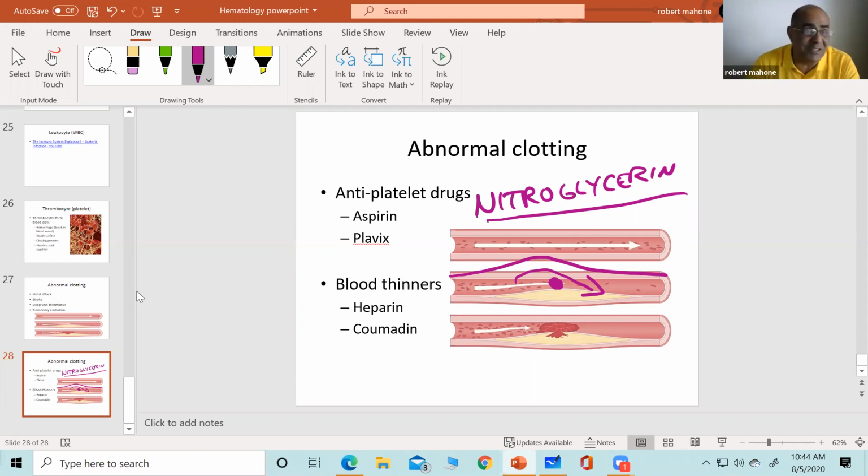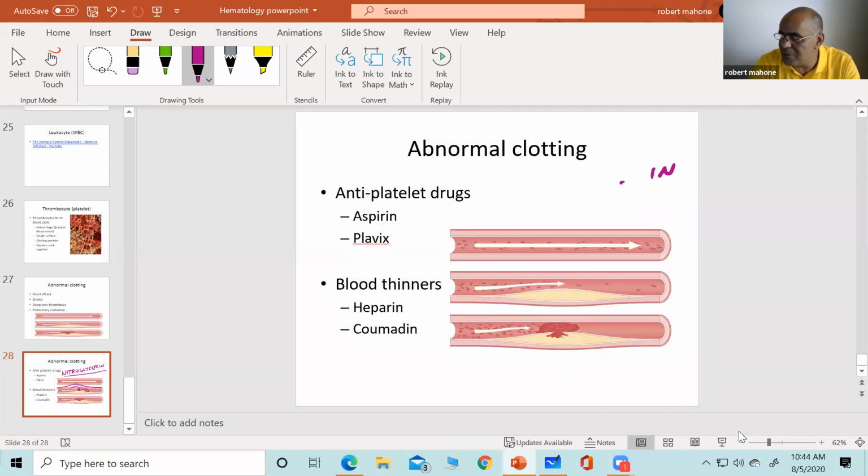So what it does is it dilates blood vessels so that even with plaque or a blood clot in there, it makes the blood vessel wider so that the blood can still flow around like that. So that's what nitro does. And no, aspirin doesn't interfere with nitroglycerin and nitro doesn't interfere with aspirin. So you can take the two together. And again, I take aspirin and Plavix together.